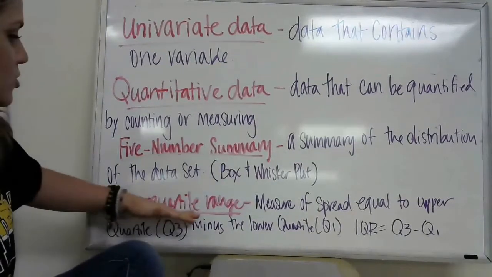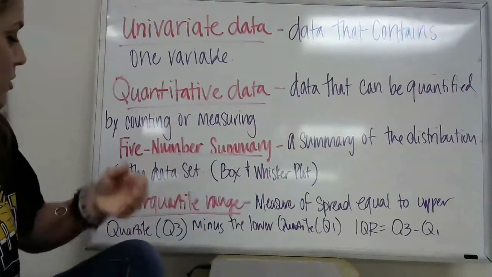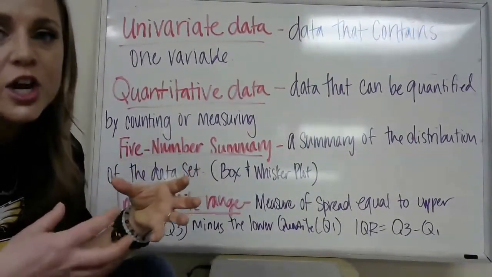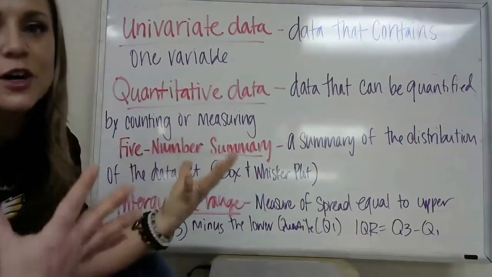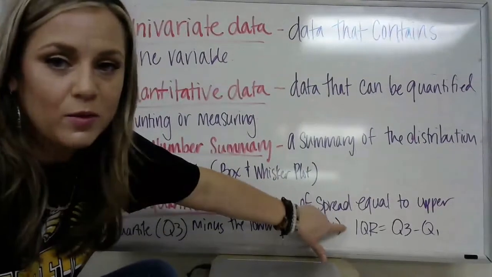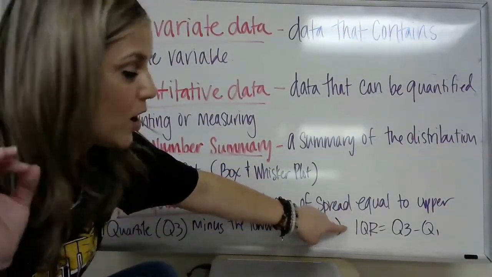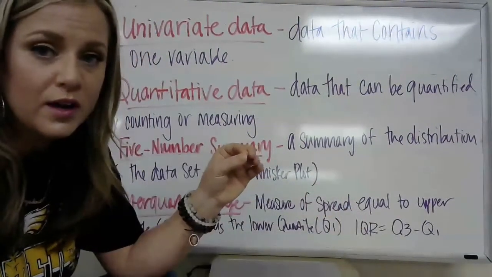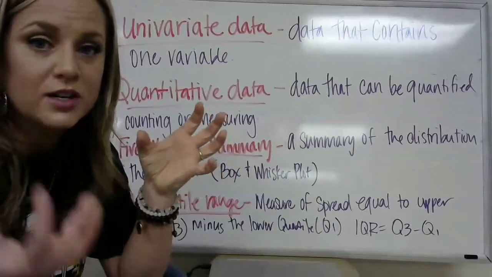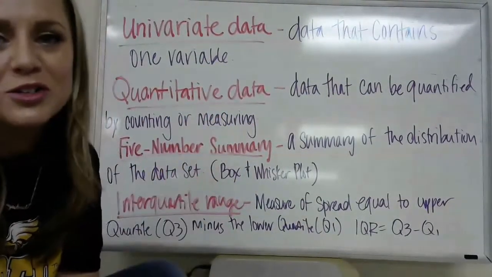And then we have the interquartile range, which is the measure of spread equal to the upper quartile minus the lower quartile. So it's the range, which we know is the difference in the spread of the data from the top to the bottom. You may want to write this down: IQR, interquartile range, that's what that stands for. IQR equals Q3 minus Q1. So what you'll do is take your quartile 3 and subtract quartile 1 from it. That's going to give us our range for the interquartile range, okay?